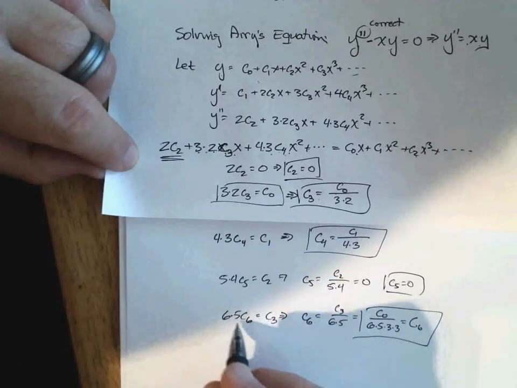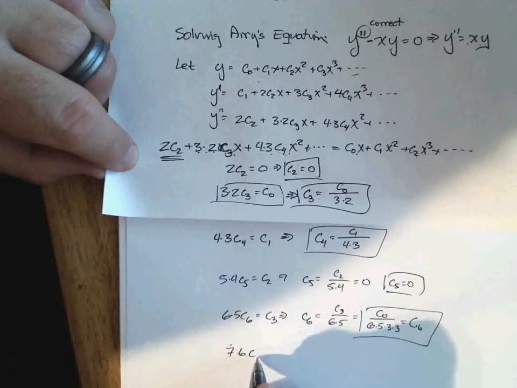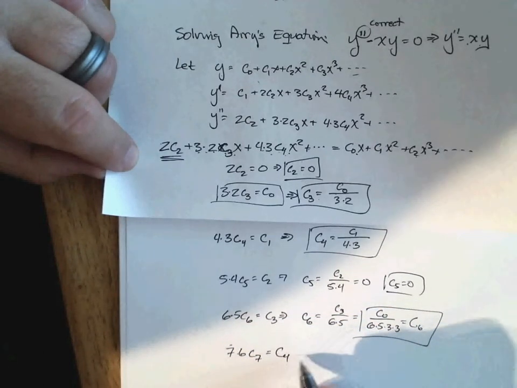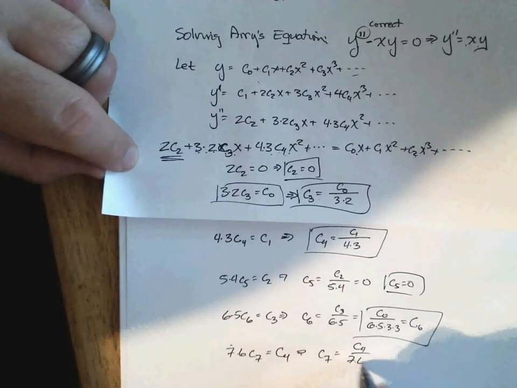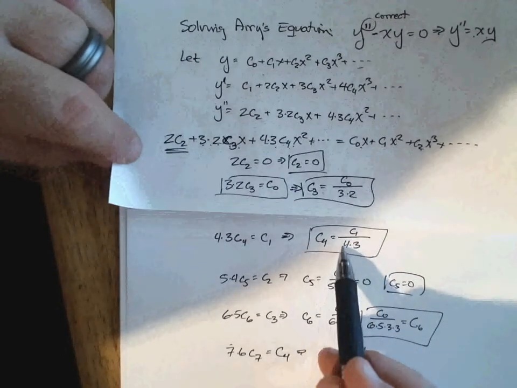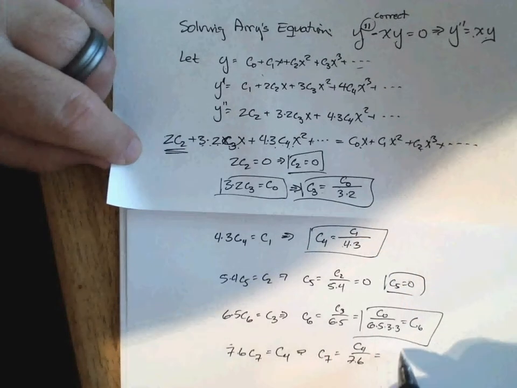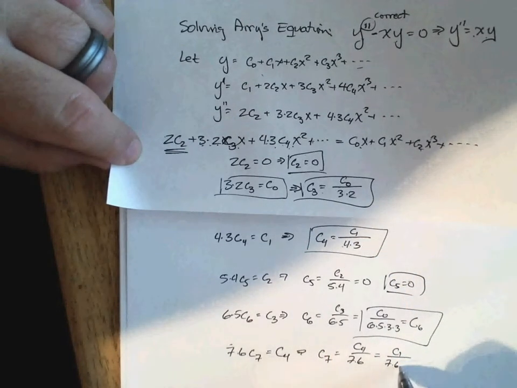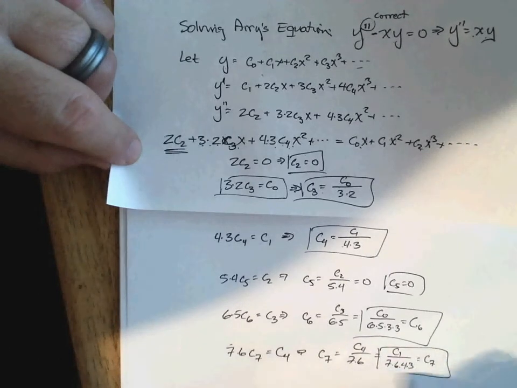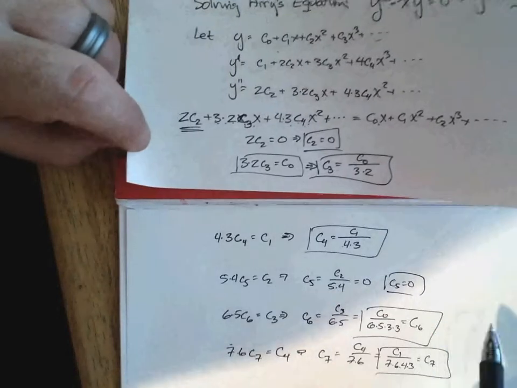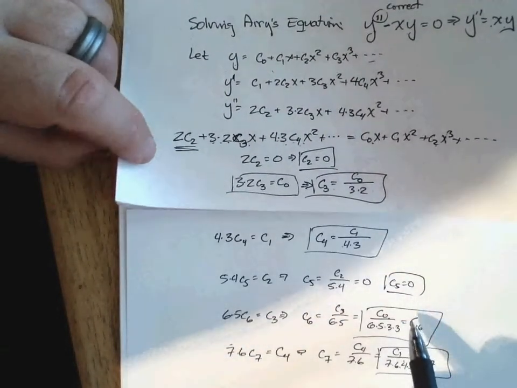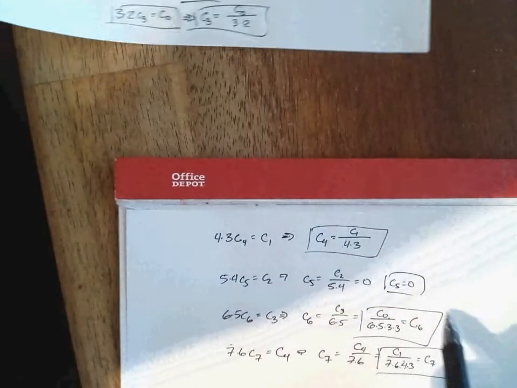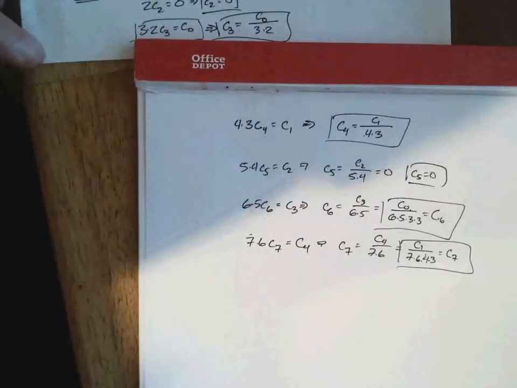Okay, continuing the pattern, the coefficient 7 times 6 times c7 would be c4, which means c7 is c4 divided by 7 times 6. But c4 is c1 divided by 4 times 3. So there's c7, determined in terms of c1. And so you get everything in terms of either c0 or c1 if you continue this pattern. And that means you have found the power series.